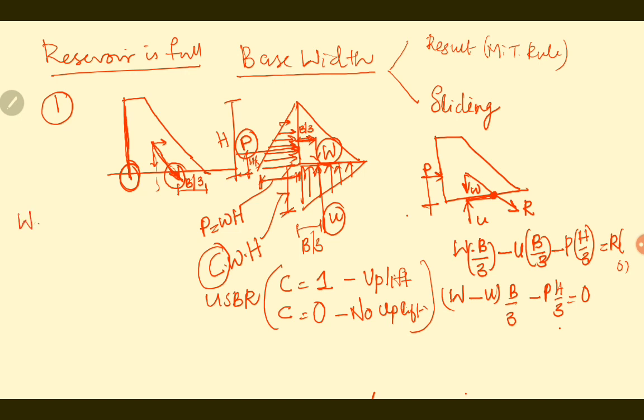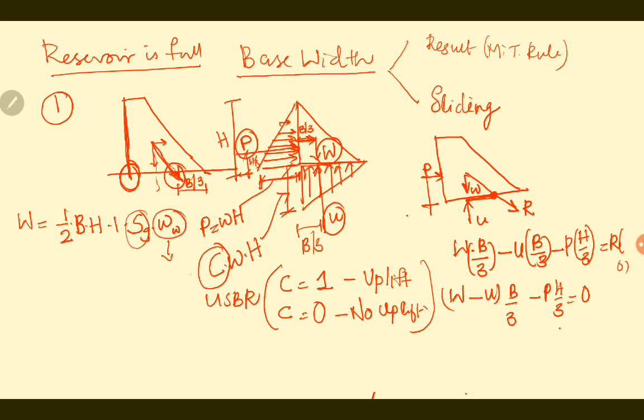W, that is the weight of the dam. Otherwise it can be written as half into base into height into 1, the volume, into area into height into the unit weight of the material. Unit weight can be written as specific gravity into unit weight of water. So the specific gravity of the material, if it is concrete, means you have to use the specific gravity of concrete. Otherwise, if it is masonry, you have to put the value accordingly.